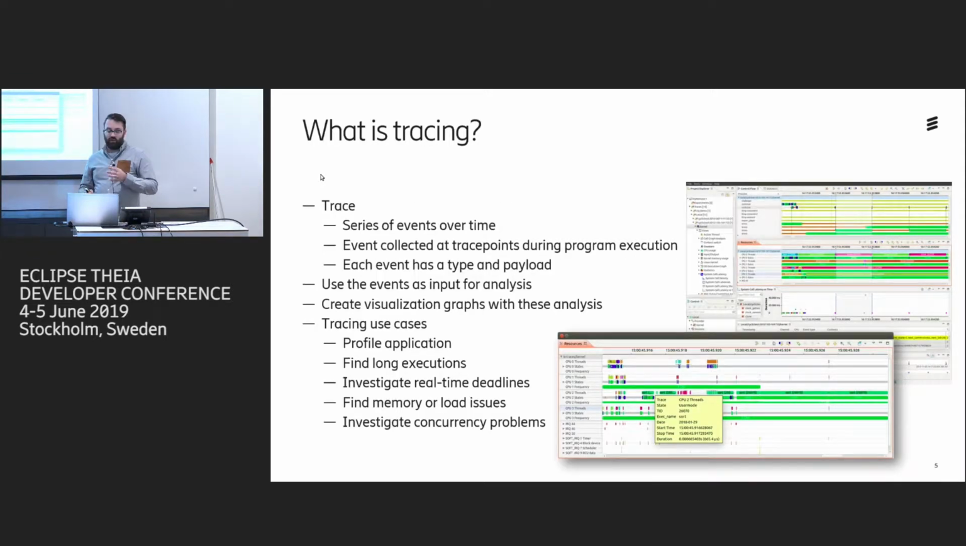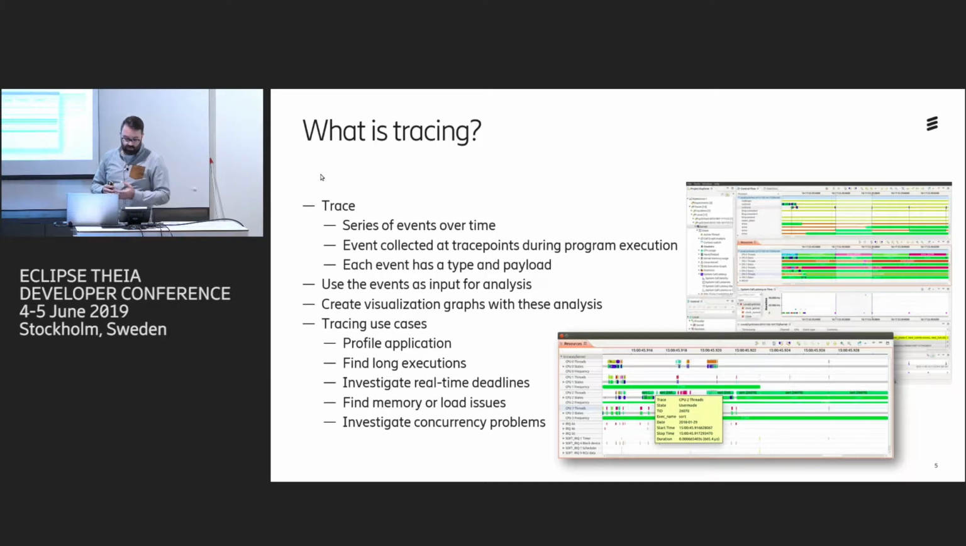So a bit of background. So what is tracing? So a trace is a series of events over time, and the events are collected at trace points during program execution, and each event has a type and a payload that can be useful for further analysis. So you take these events as input for analysis, and these analyses can be used to create all kinds of visualization graphs, like XY time graph stuff. So this is some image of Trace Compass right now in Eclipse.